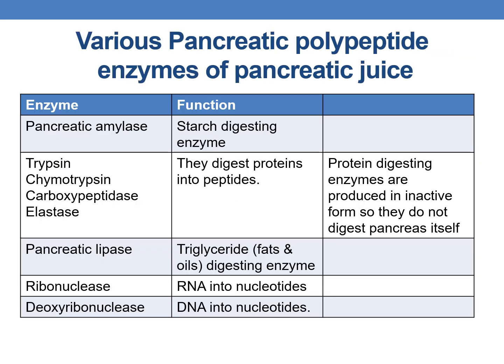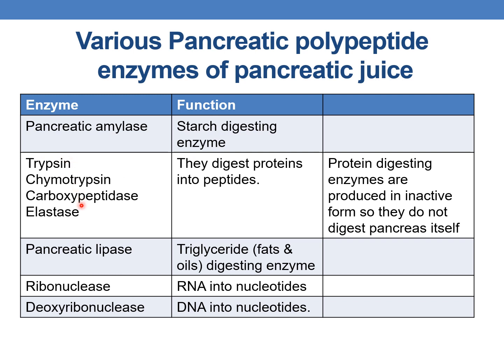Here you can see the various enzymes of pancreatic juice. The first enzyme is pancreatic amylase. Amylase means starch digesting enzyme. The next are trypsin, chymotrypsin, carboxypeptidase and elastase. They digest proteins into peptides. Protein digesting enzymes are produced in inactive form and they do not digest the pancreas itself. That is an important point.